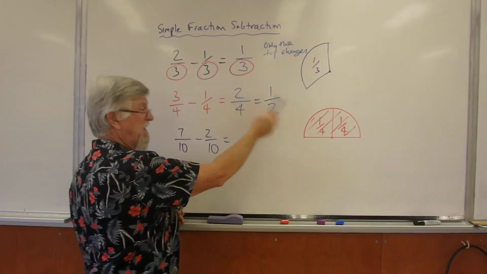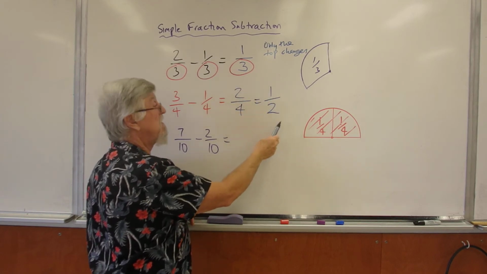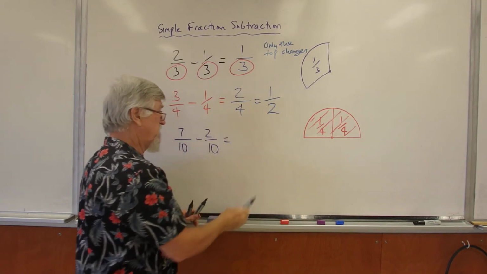One of the easiest things is just to go 2 into 2 is once, 2 into 4 goes twice, but I know a lot of people struggle with their times tables.